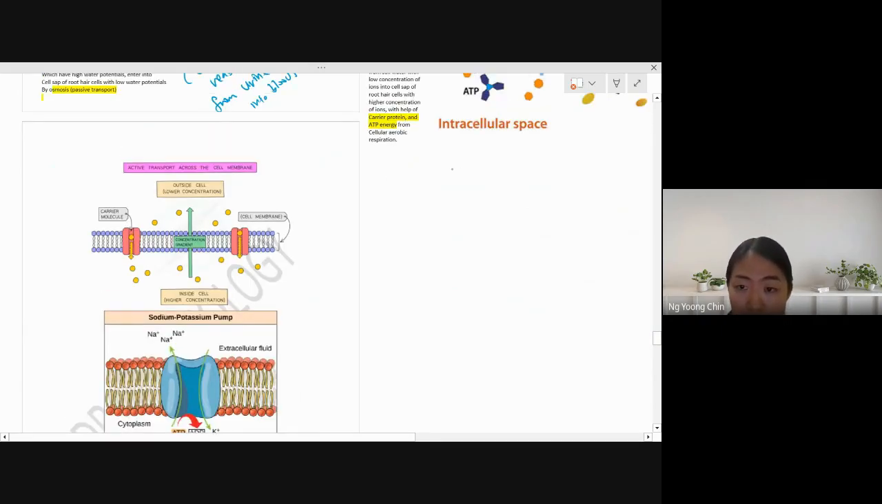This is a cell, right? This is the inside of the cell, and this is the outside of the cell, which is referred to as the extracellular fluid. So please always remember that inside the cell, there is a very high amount of potassium ion.